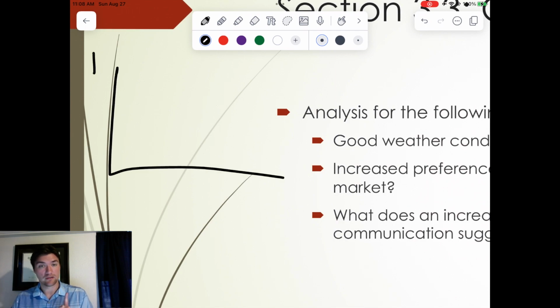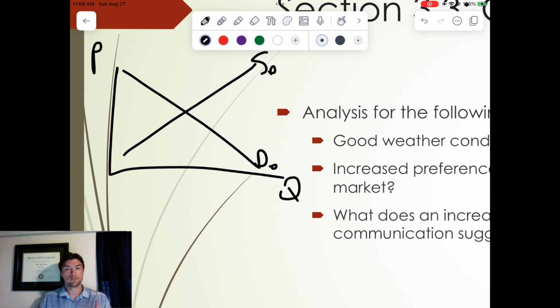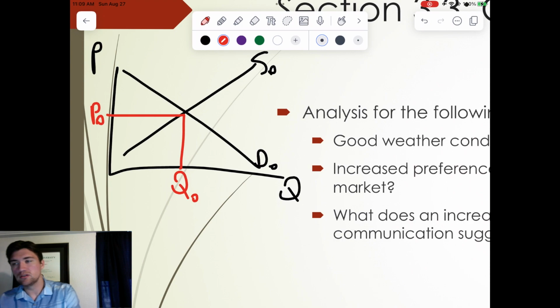And what are we missing here? We're missing price, quantity, we need a demand curve, D0, we need a supply curve, S0. Are we done? No, because we need the original price and quantity, P0 and Q0. Then we need to look at good weather conditions for the salmon market. So how would good weather conditions change this market?